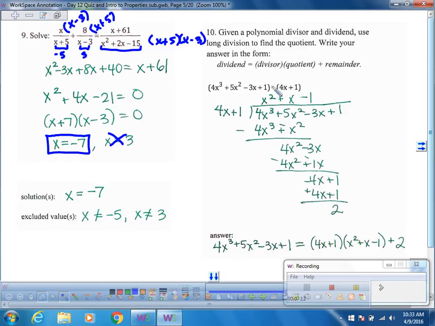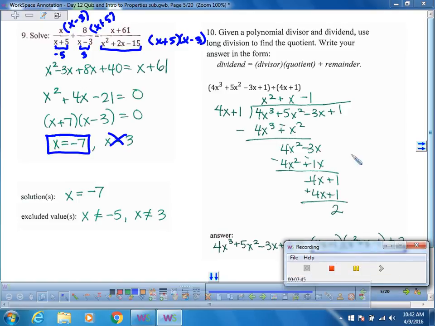Okay, number 10. This was just straight long division. If you did this correctly, you got a remainder of 2, and you should have written it. I required that you at least had this side of it. I know there wasn't a lot of room to write it, but at least had this right here. So 4x plus 1, where'd my pointer go? 4x plus 1 times x squared plus x minus 1 will give you 4x cubed plus 5x squared minus 3x plus 1.